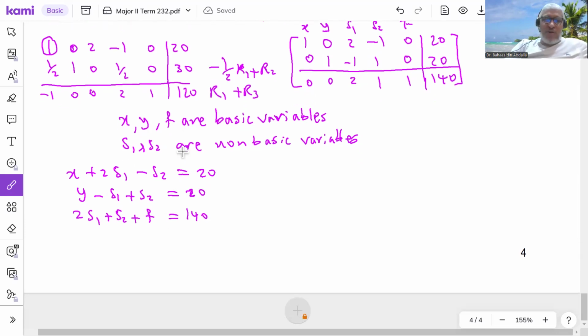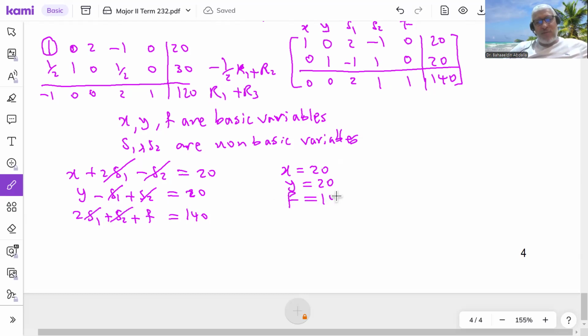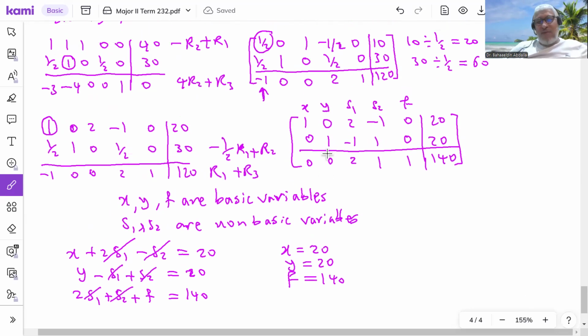To find the values of the basic variables, put S1 and S2 zeros because they are non-basic. So this is 0, this is 0. So X is 20. This is 0, this is 0. So Y is 20. F is 140. So that's how you find the values of the variables. If you understand this idea, you don't have to write all of this, but this is just an illustration for you to understand.